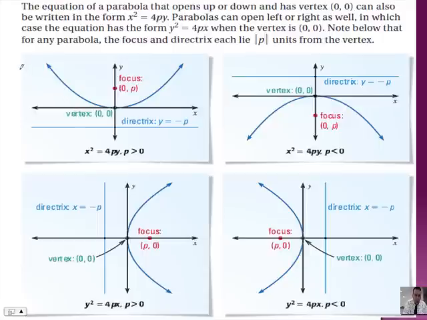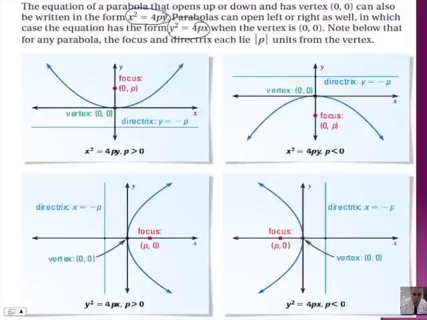You know parabolas going up or down, but now they're also going to go right and to the left. It all depends on the equation that I give you. Now write these two equations down. X squared equals 4py and y squared equals 4px. Let's kind of look at those two things.